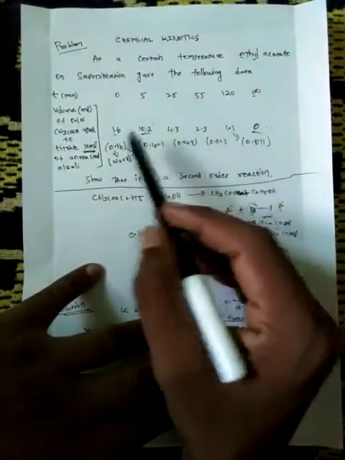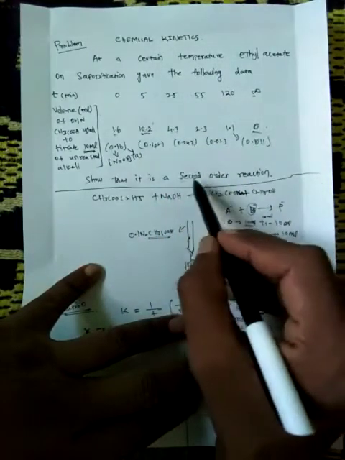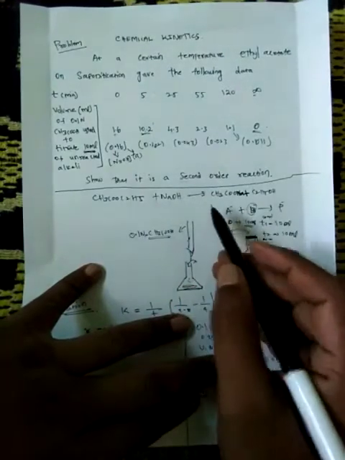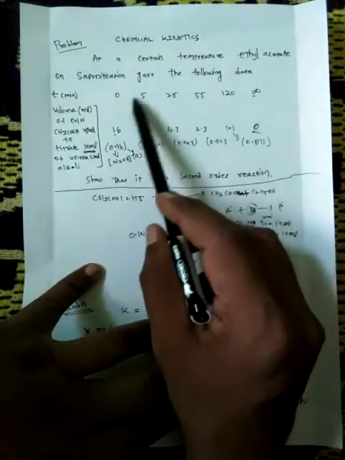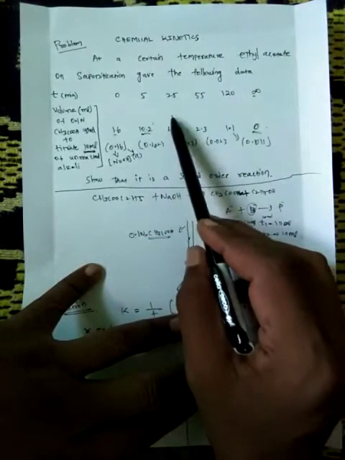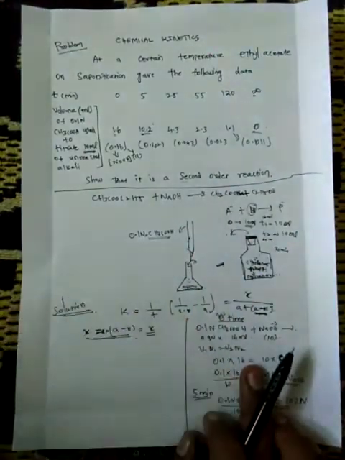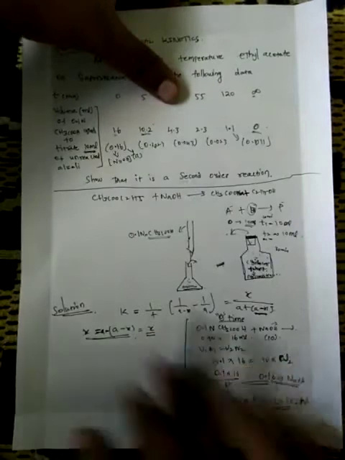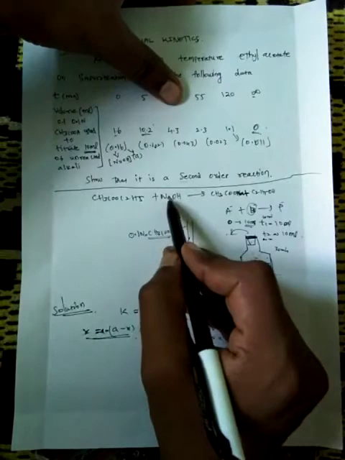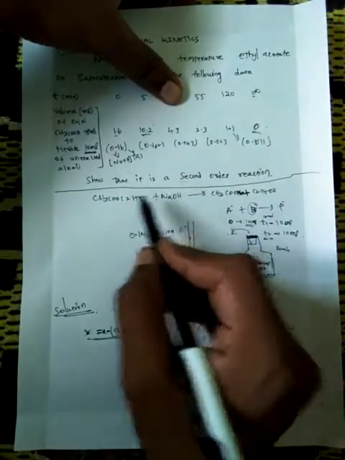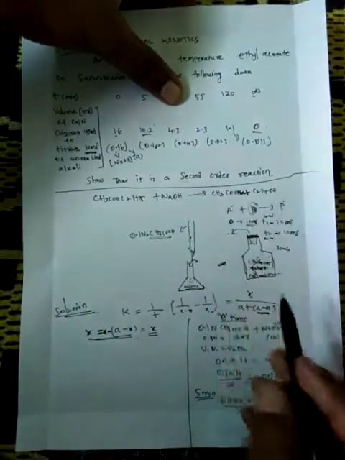This is the data, and you are asked to show that this data belongs to a second order reaction. Then you have to prove that the data taken is for a second order reaction. And that is the problem. And this is the reaction where ester reacts with sodium hydroxide or potassium hydroxide. That's called saponification. Ester is reacted with alkali, and will give you a product, as you know.